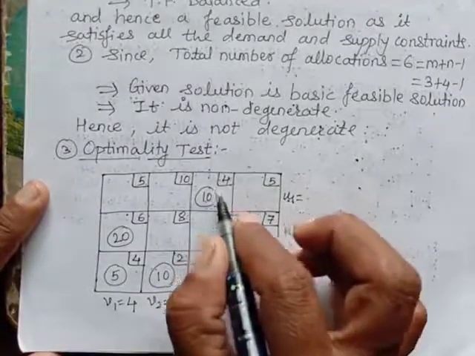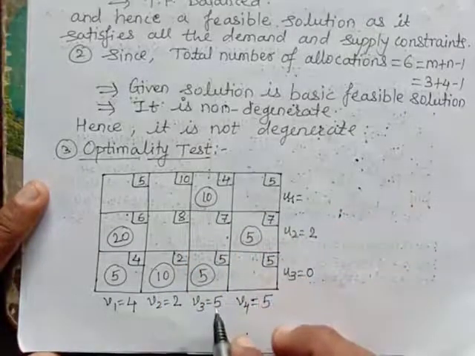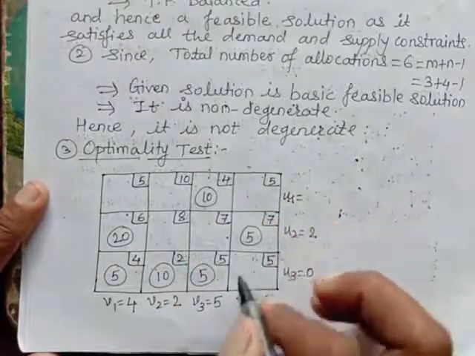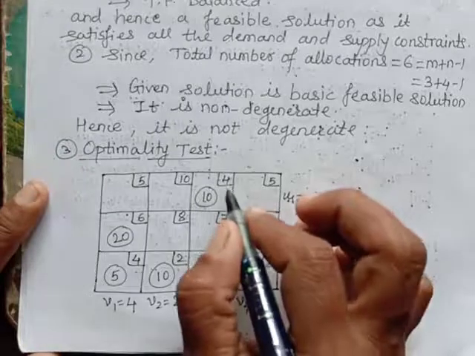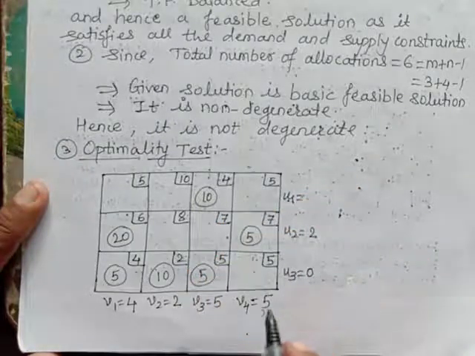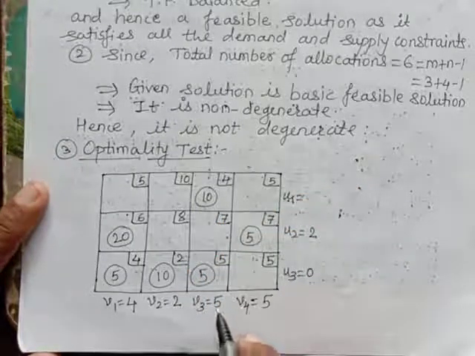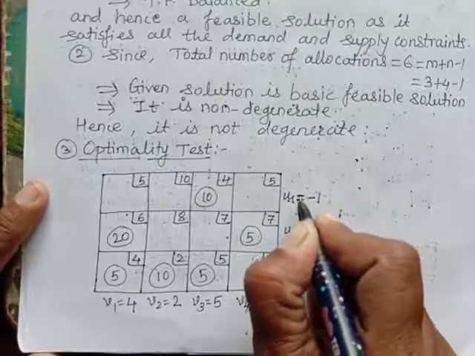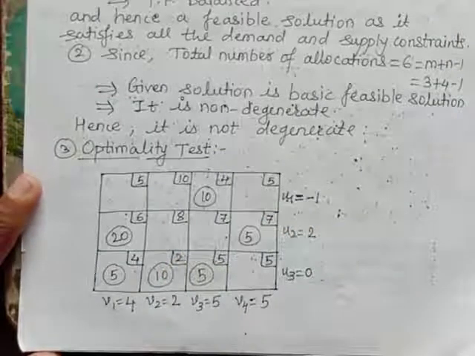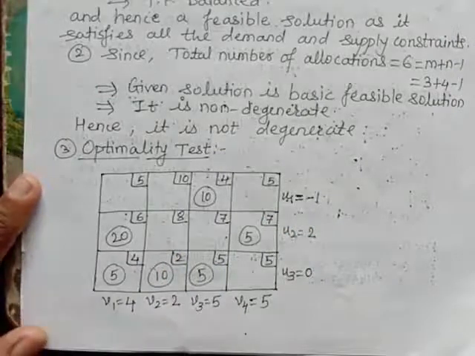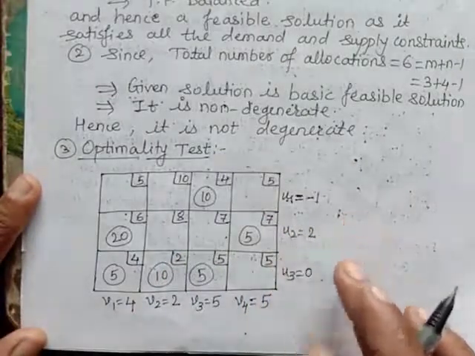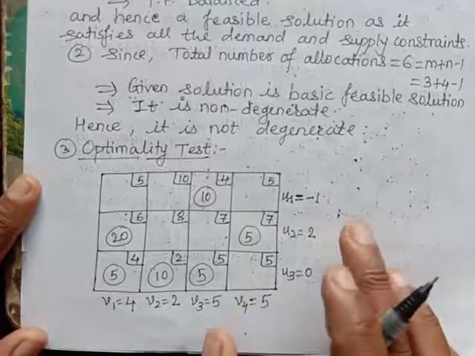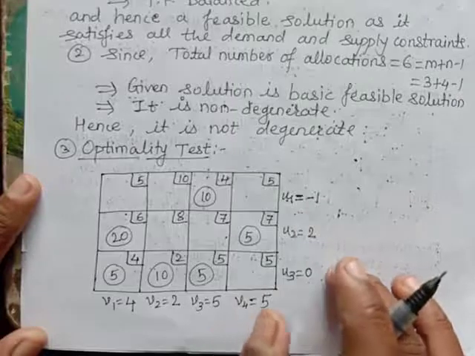Now again the next one, from this V3, here there will be allocation. So from V3 we can determine U1. So 5 plus what will be 4? These two, addition of them will be this cost. Ui plus Vj is equal to Cij. So 5 plus minus 1 equal to 4. Now once finding Ui Vj, that is the calculation for occupied cells. Now let's do the calculation for unoccupied cells.